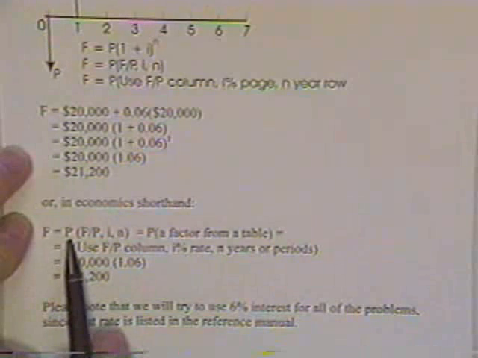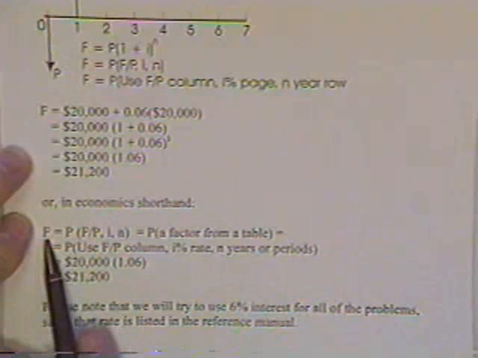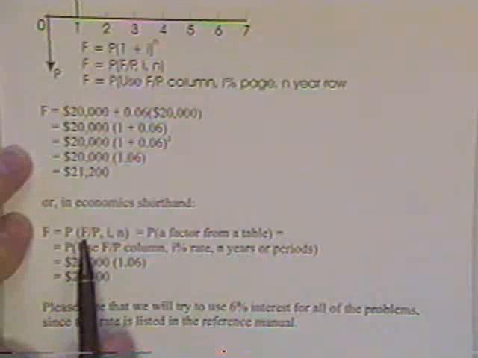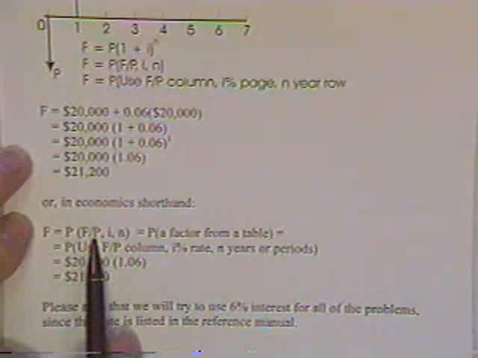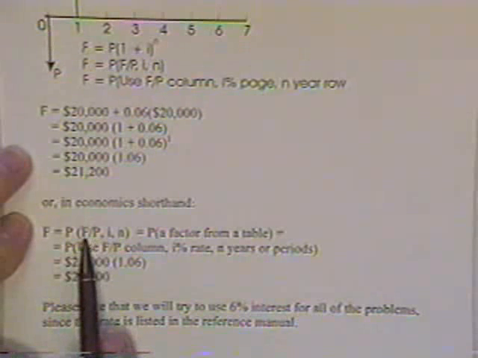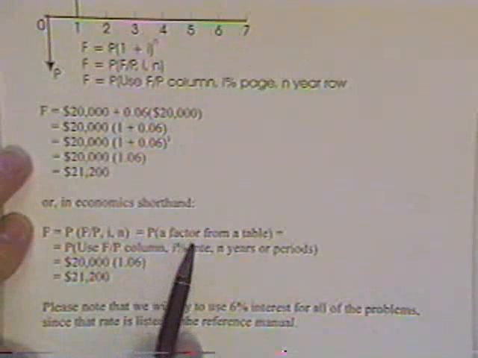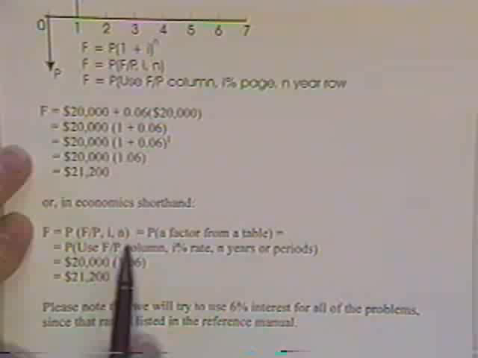Or, in economics shorthand, he'd tell us that the future value is equal to the present value of the money originally loaned times, and then I'm trying to figure out how to get F out of P. The way to do it would be to multiply it times F over P, in which case the P cancels the P, leaving me with F, which is what I'm looking for in the first place, is equal to P times some factor from a table.